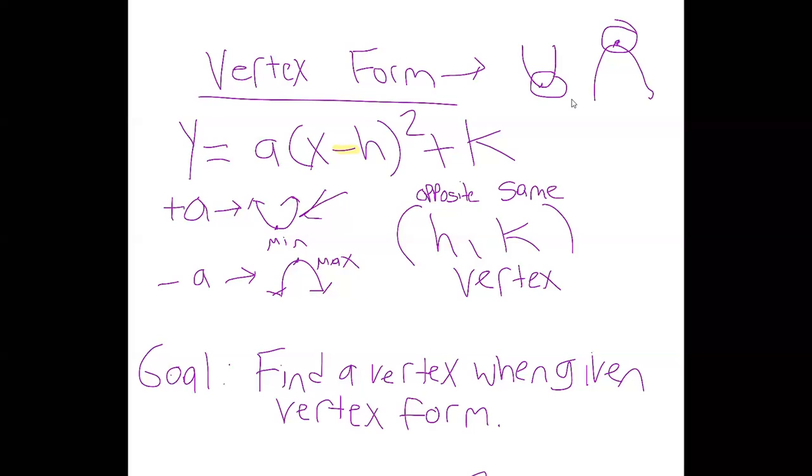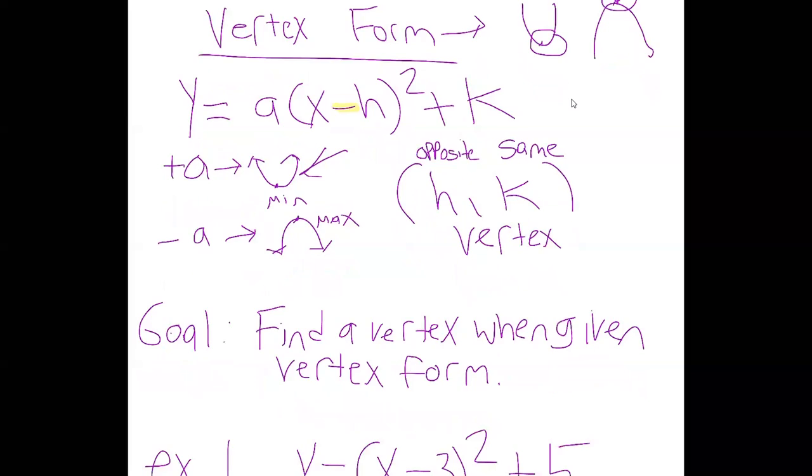But our vertex in this formula is represented by the h and the k. If you notice in the formula, it's x minus h. So when you pull out your h, or your x value of your vertex, from these formulas, you're always going to pull out the opposite sign. But your k value, since it's a plus in the formula, you're just going to keep it the same. So how I remember, anytime you're getting your first number of your vertex, you're always going to flip its sign. The second number is always going to stay the same. So like I said, our goal for today is to find a vertex when we're given vertex form. So let's look at a few examples.